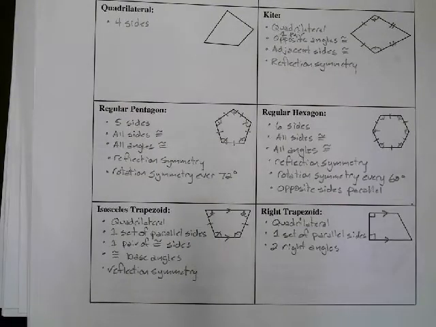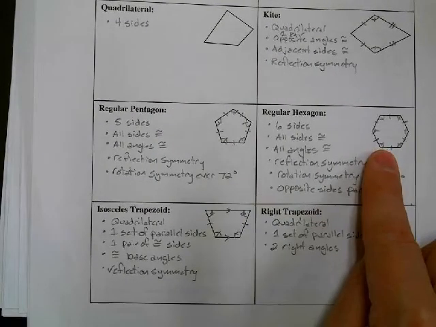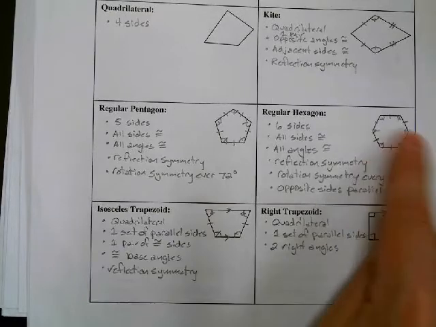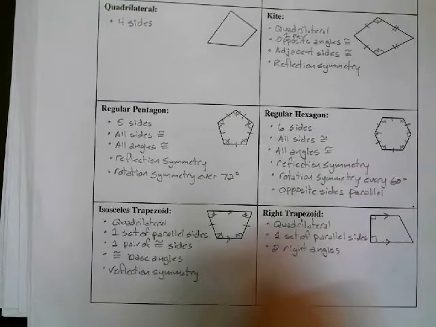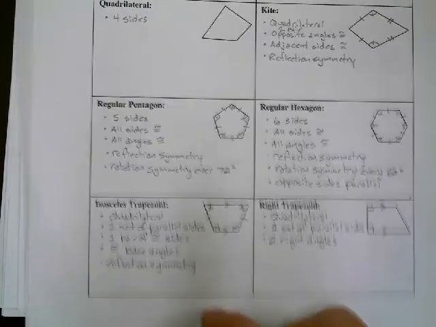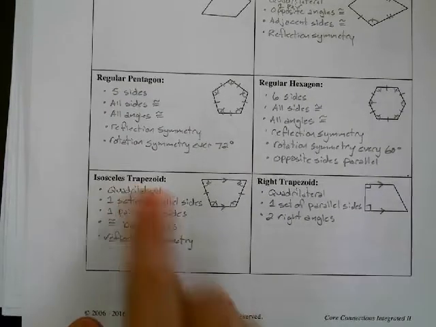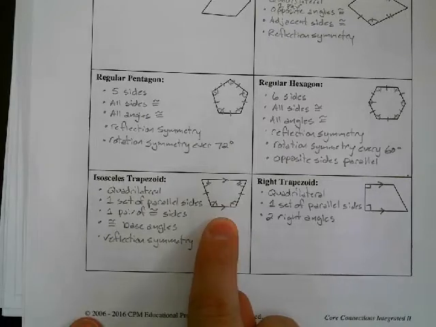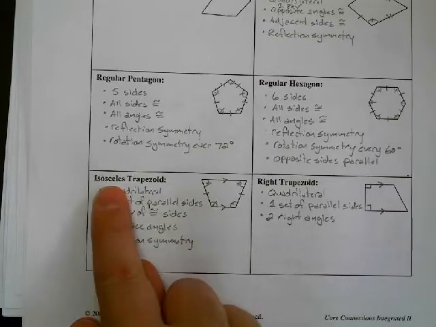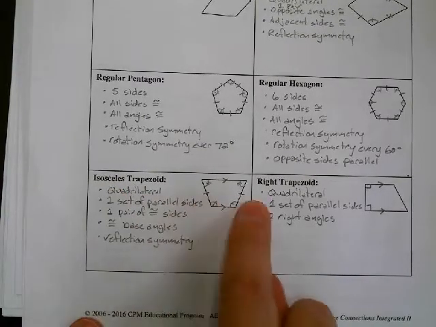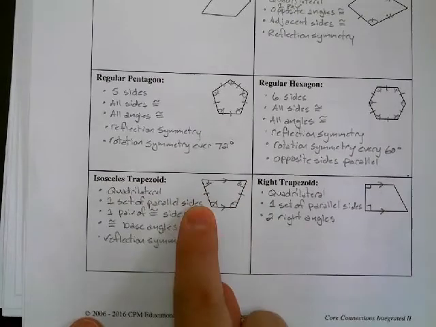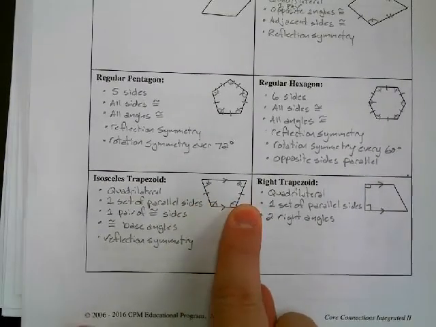Hexagon. So this one, all the sides are the same, and all the angles are the same. Isosceles trapezoid. So this one, trapezoid means that we've got sides that are parallel. But in addition to that, isosceles means that these two legs that connect the parallel sides are going to be the same. They're going to be congruent to each other.